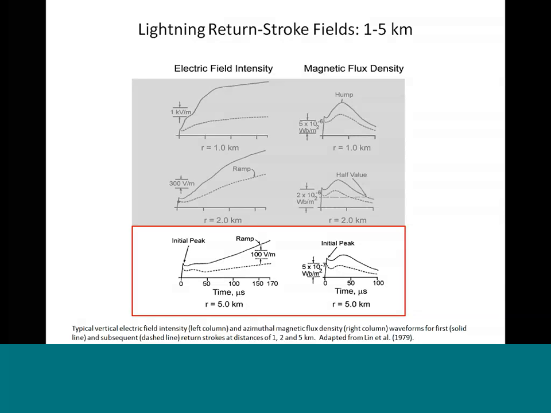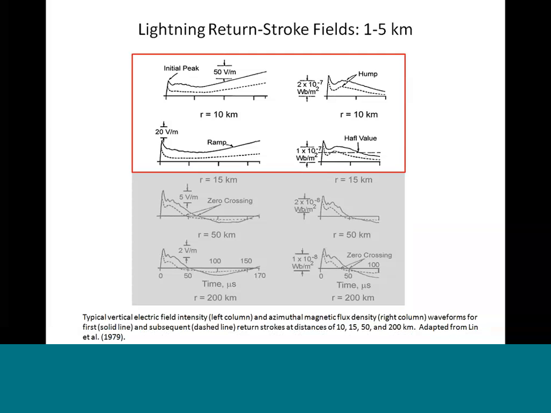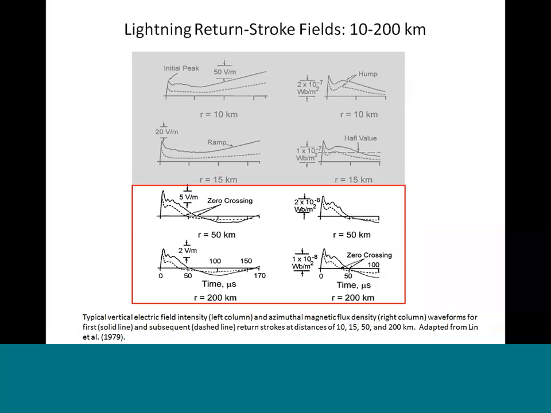The same phenomenon is almost observed at distances of 10 kilometers and 15 kilometers, but at distances of 50 kilometers and 200 kilometers, as you see, the waveshapes of the vertical electric field and azimuthal magnetic field are characterized by a first peak. There is no increasing ramp. We have a zero crossing, and we have a double polarity waveform of the electric field, and the same phenomenon for the azimuthal magnetic field. And as the distance increases, the two waveshapes are becoming similar.